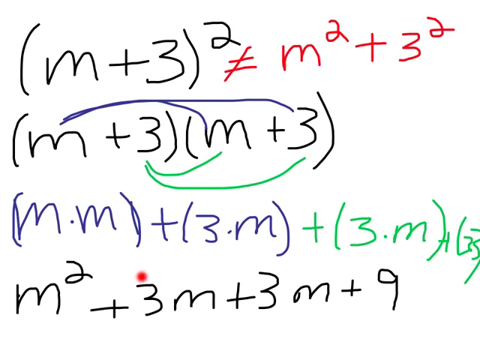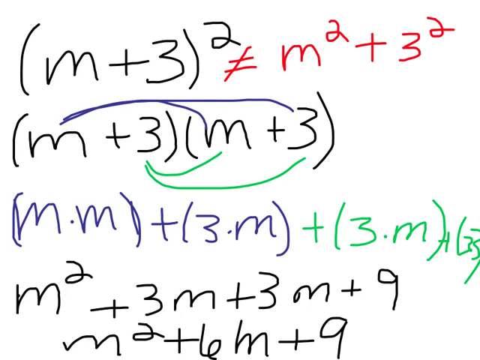But I notice now I do have like terms. I have a 3m and I have a 3m. The number doesn't matter. It's that they're both m to the first power. I mean, this could be a 4m and a 3m, and I could add those. So I'm going to end up with m squared plus 6m plus 9, and that's my answer.